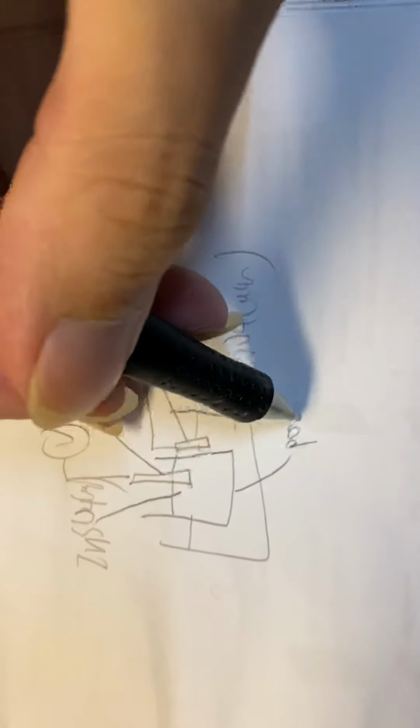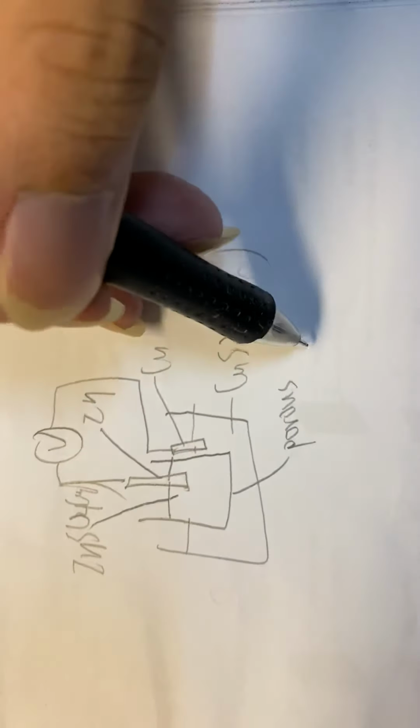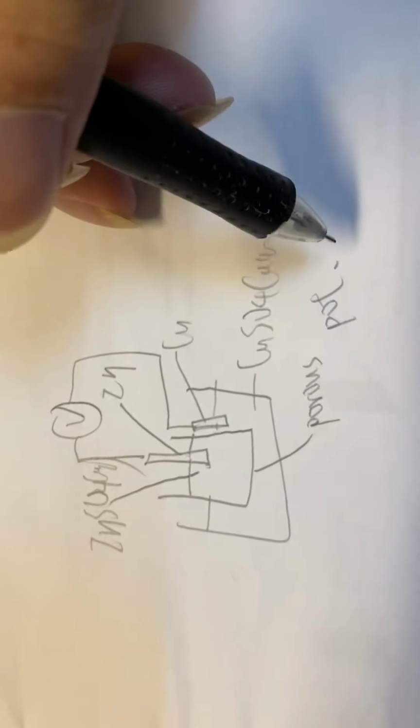This apparatus is called a porous pot. Porous means that there are many holes in it. It allows some of the ions to pass through, so that current or electricity can flow. The second use of this porous pot is to avoid the mixing of the two solutions.